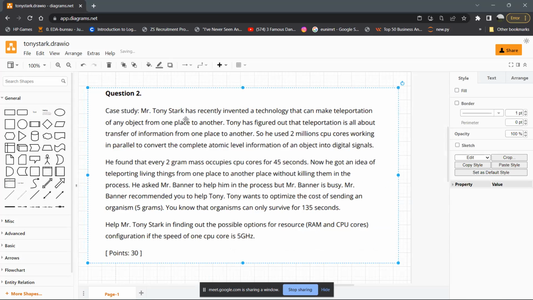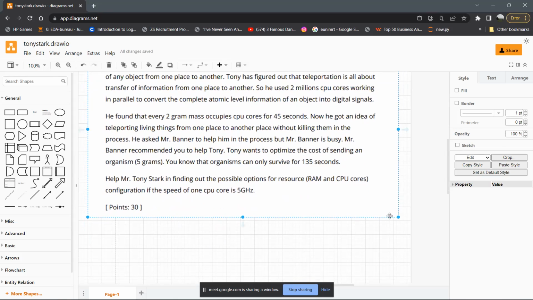So this is the question, right? You can see that the case study is saying that Mr. Tony Stark has recently invented a technology that can teleport an object from one place to another. Now he has figured out that teleportation is all about transfer of information from one place to another. So he used 2 million CPU cores.